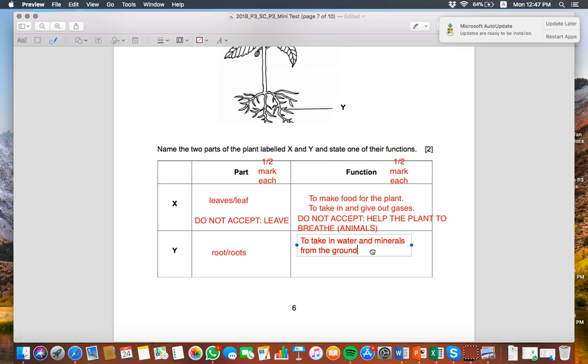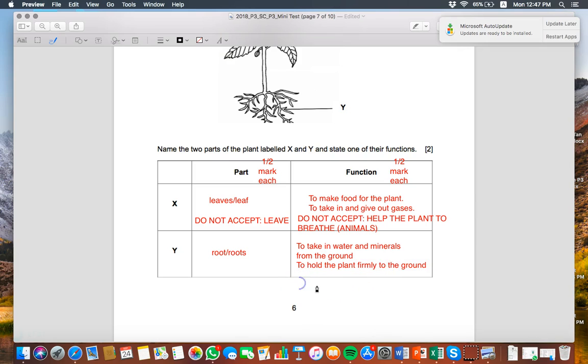Next, what is another function? To hold the plant firmly to the ground. Okay. So roots are very important. It helps to hold the plant firmly to the ground. Okay, so when there's a strong wind, you don't see trees flying all around you, right? The trees will still stay at its position. So the roots actually play an important part in places where there are a lot of strong winds or typhoons.